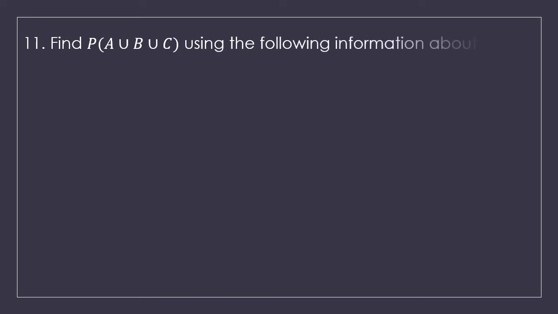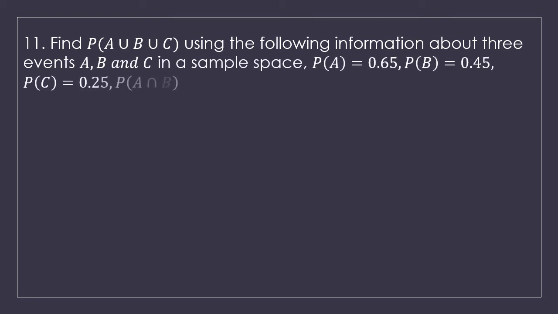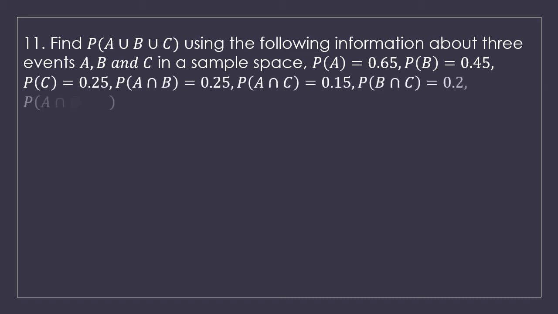Question number 11. Find P(A union B union C) using the following information about three events A, B and C in a sample space. Okay, the event values are directly given, so easy. P(A) is 0.65, P(B) is 0.45, P(C) is 0.25, P(A intersection B) is 0.25, P(A intersection C) is 0.15, P(B intersection C) is 0.2 and P(A intersection B intersection C) is 0.05.